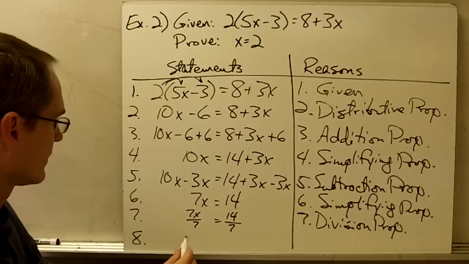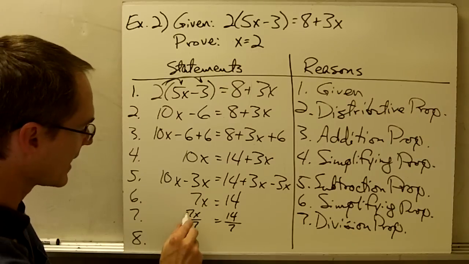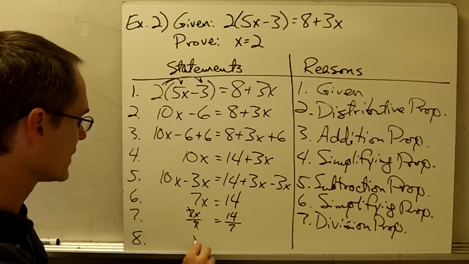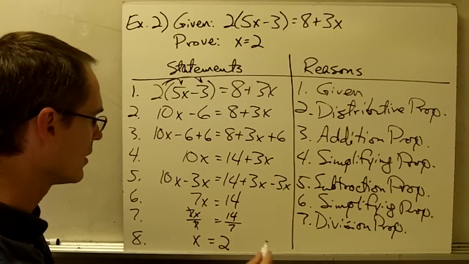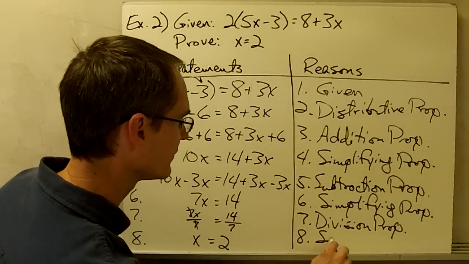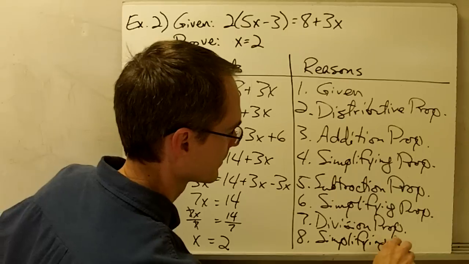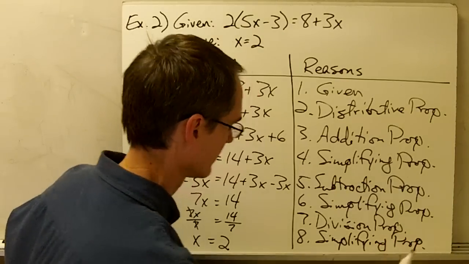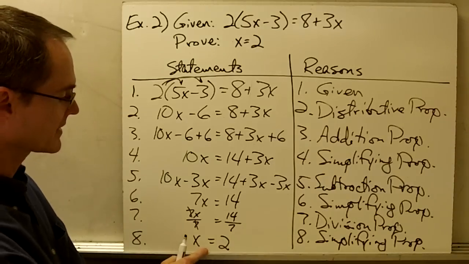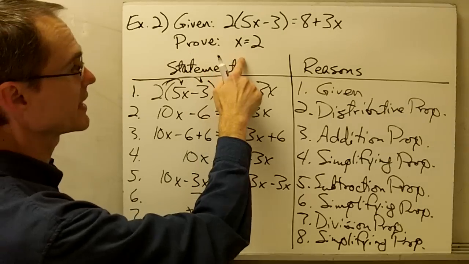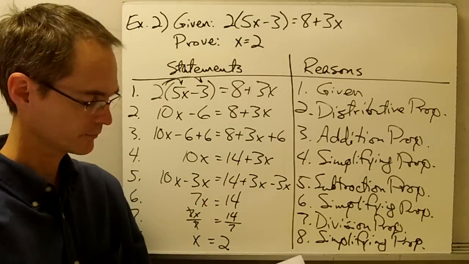And finally, I'm going to once again simplify. I'm going to cancel my 7's here. 14 divided by 7 is going to give me 2. And I've used the simplifying property. And I've proved that x is equal to 2, which is what I set out to prove.